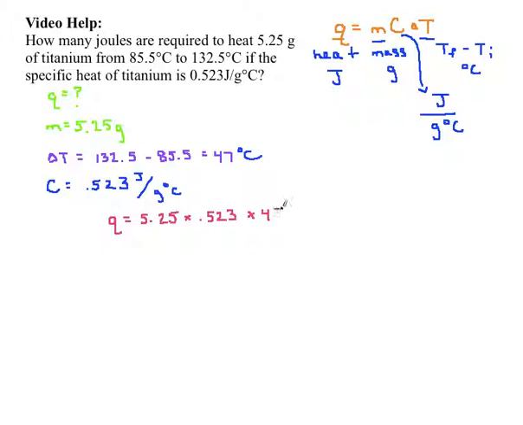And so I'm just going to multiply this whole thing out. I get 5.25 times 0.523 times 47, and I get 129.05. For sig figs, look back at your original problem. Since I'm multiplying, that has 3 sig figs, that has 3, that has 3, and that has 3, so my final answer needs 3. So I'm going to round the 129.05 to just 129. What you'll notice is that the grams cancel with the grams on bottom for the C, and the degrees Celsius cancel with the degrees Celsius here, and so you're just left with joules. And that's your final answer.